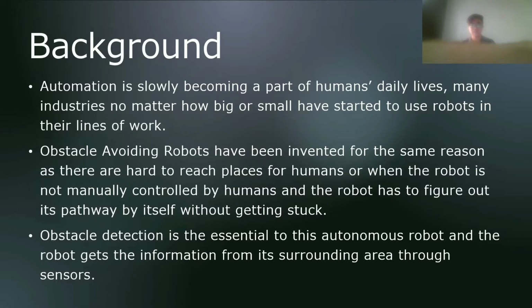itself without getting stuck. Obstacle detection is essential to this autonomous robot, and the robot gets the information from its surrounding area through sensors that have been mounted on the robot, which can be bump sensors, infrared sensors, ultrasonic sensors, and many others. Our group has chosen an obstacle avoiding robot as it fits the criteria for the project given, which is designing a DC mini electric motor system.